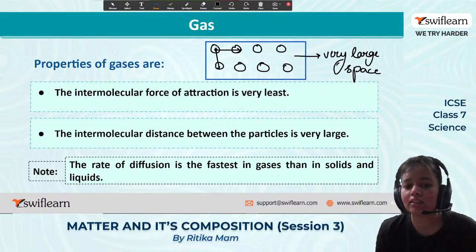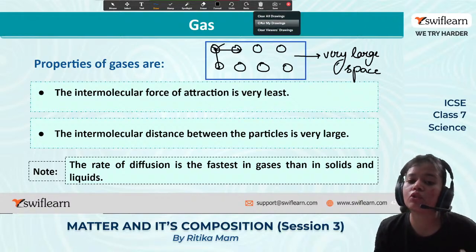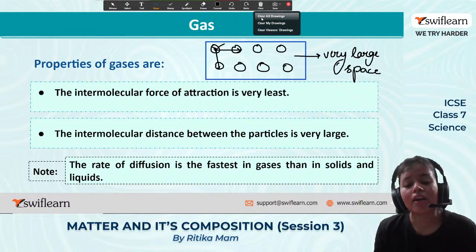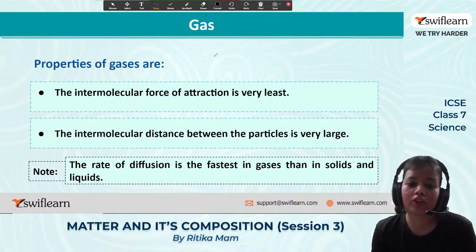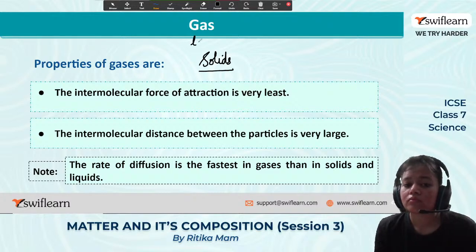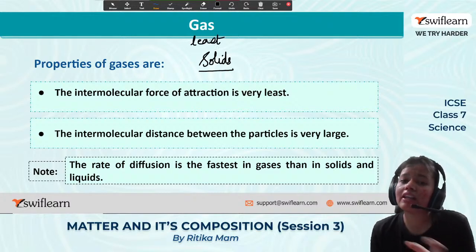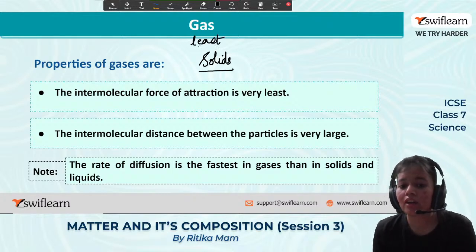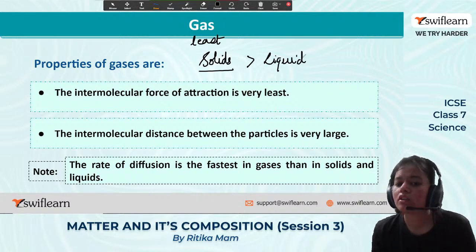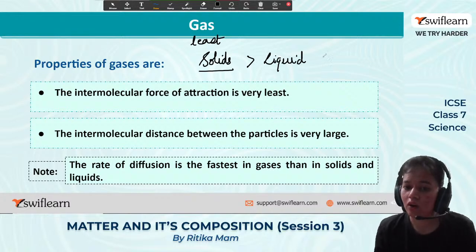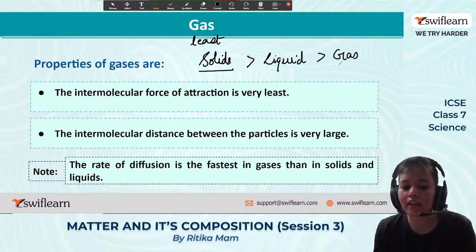The particles keep on moving here and there, and that is why they can diffuse very easily. When we saw the rate of diffusion, it was least in solids. Why? Because the particles are very, very closely packed. In liquids, the rate of diffusion was a little bit more than solids, and gases have the highest rate of diffusion.